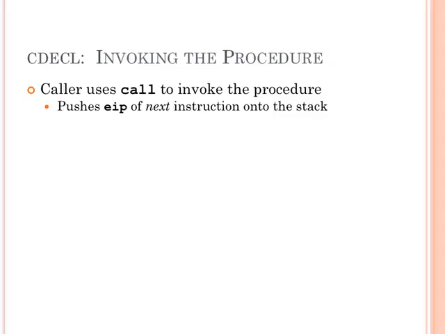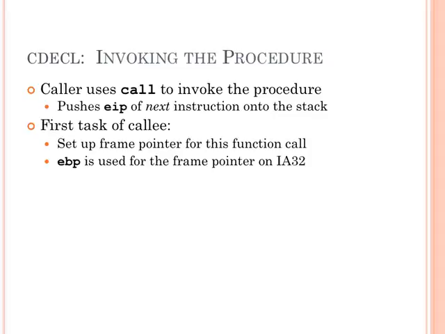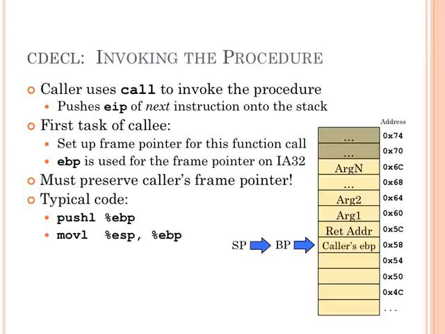So, invoking the procedure: the caller uses call to invoke the procedure, and the first thing the callee generally will do is set up a frame pointer. Remember, EBP is the register that can be used for the frame pointer. But the caller probably also had a frame pointer, so we need to make sure that we save it. So you end up with something like this. Push EBP, so that decrements SP from the return address, and then move the current stack pointer into the base pointer. So now we have our frame.